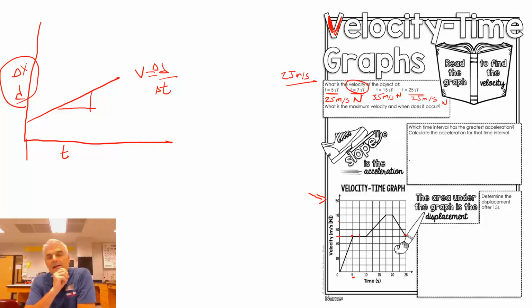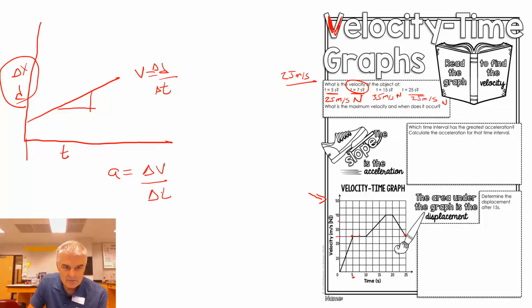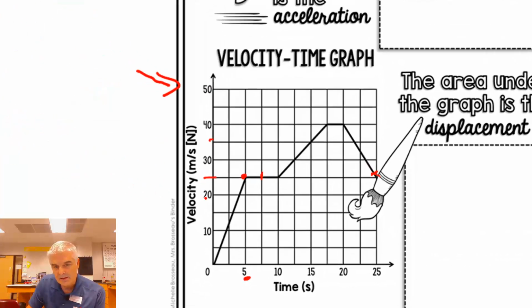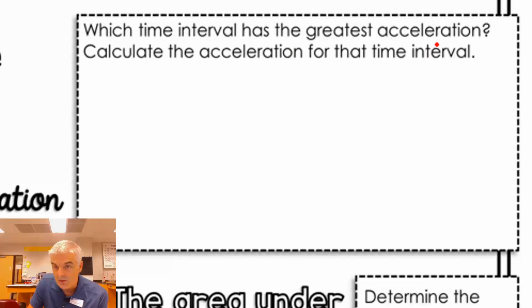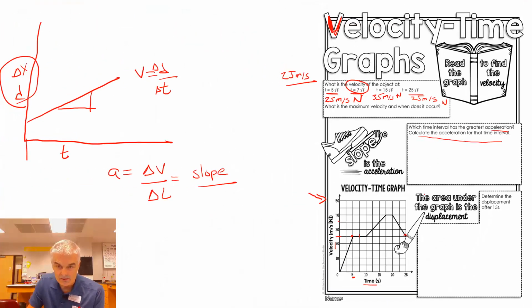So now let's talk about acceleration. We haven't really talked too much about what acceleration is. Acceleration is the change in velocity divided by the change in time. So if you think about this, velocity is here and time is here. So acceleration is the slope of the line. Does that make sense? So which time interval has the greatest acceleration? Calculate the acceleration from that time interval. So what we're looking for is the steepest part of this curve.